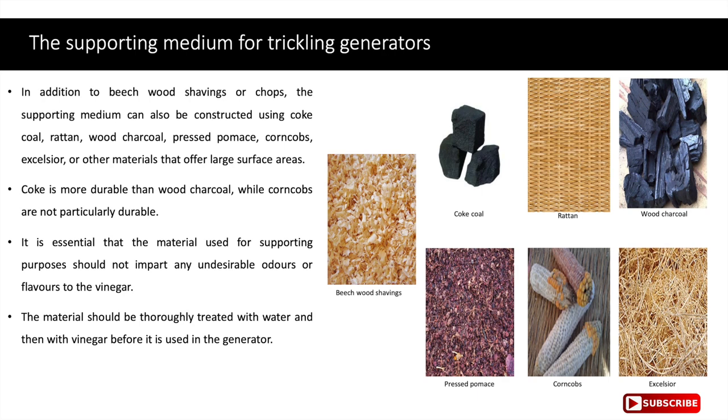In addition to beech wood shavings or chips, the supporting medium can also be constructed using coke coal, rattan, wood charcoal, pressed pomace, corn cobs, excelsior or other materials that offer large surface areas. The respective images are shown on the right side. Coke is more durable than wood charcoal, while corn cobs are not particularly durable.